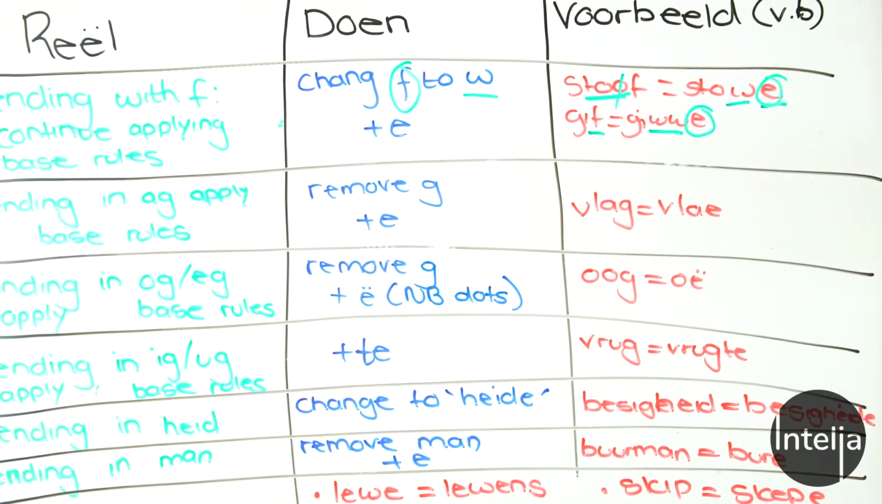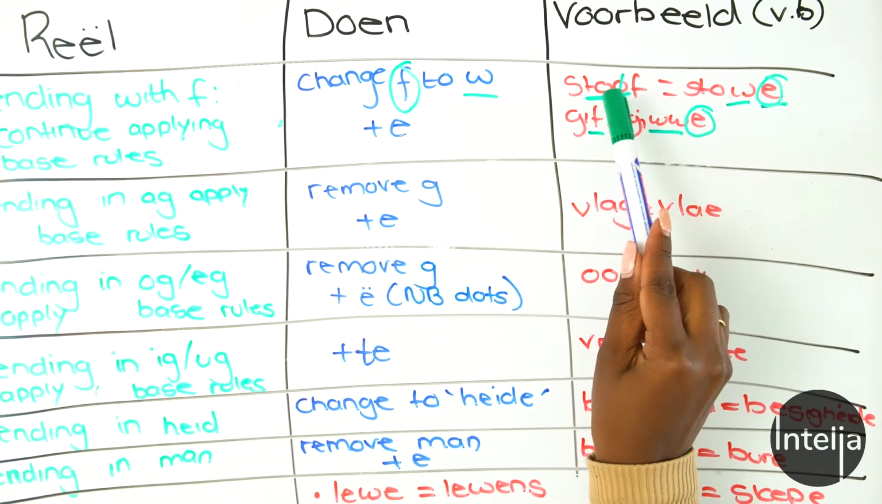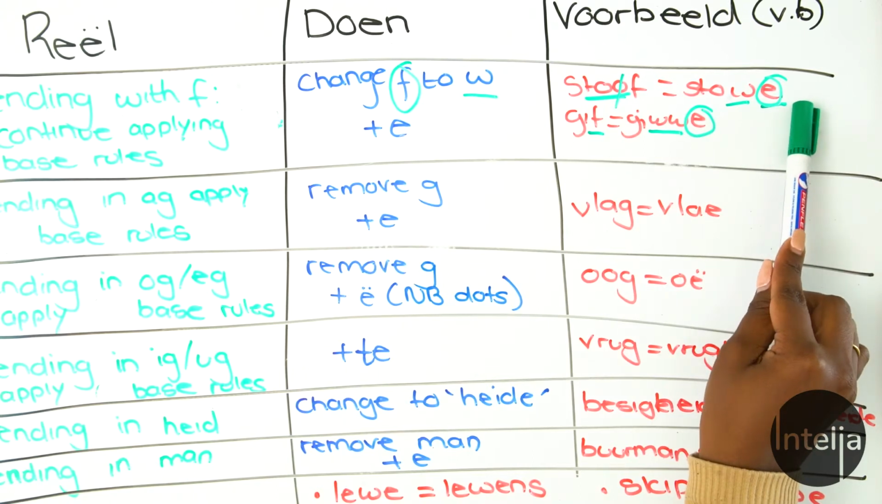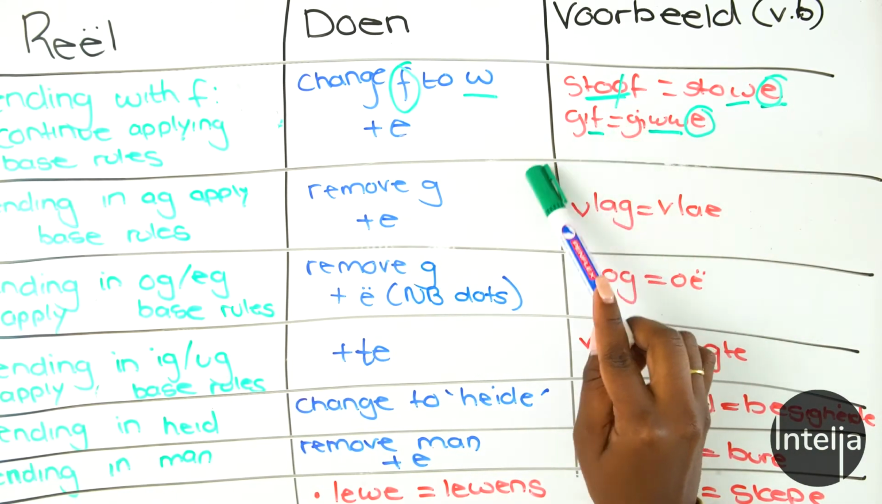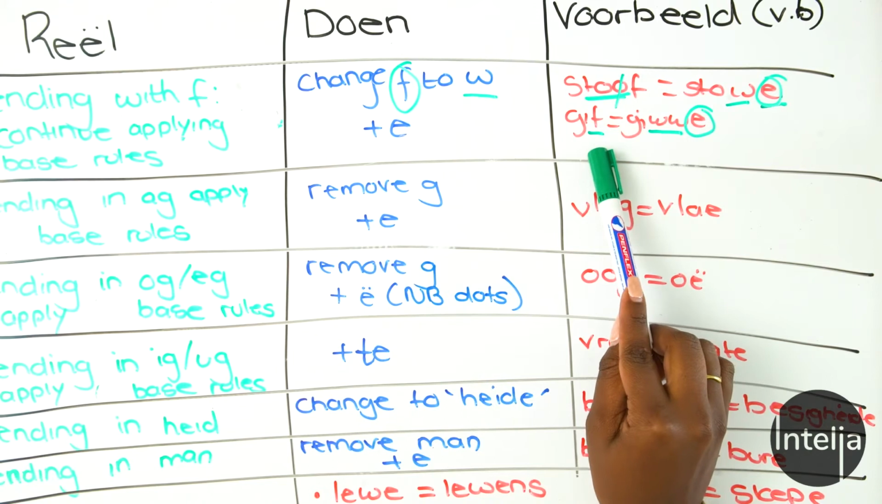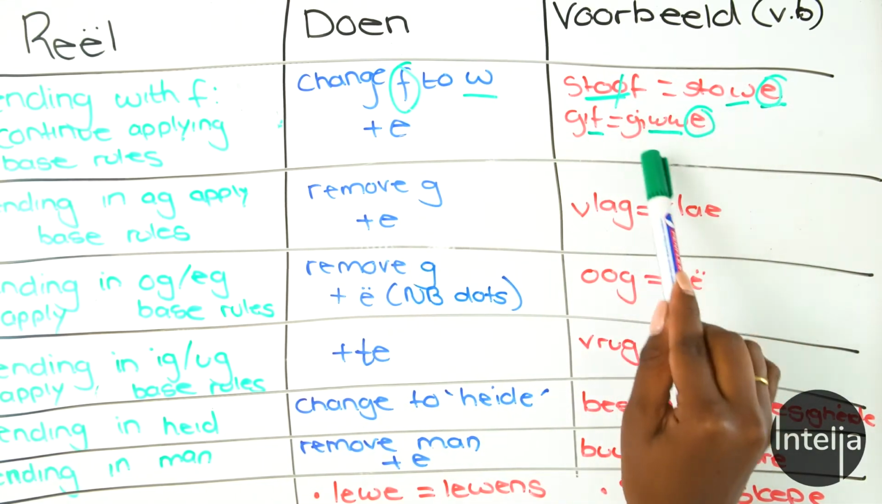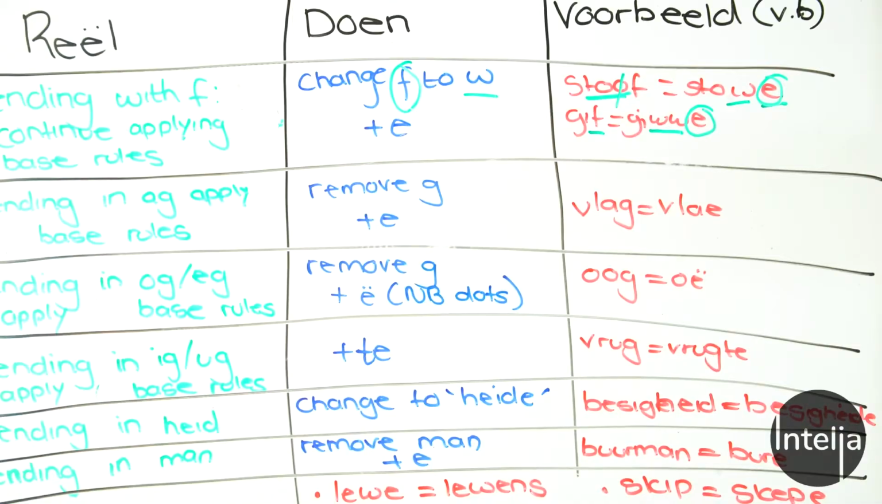For a word ending in F, we continue to apply base rules. So we change the F to W. Because stof has a twin vowel, we remove one, add W and add E. Guf has a short vowel, so we double the last letter, but the last letter is being changed from F to W, so we double the W and add an E. Does that make sense? Alright, let's carry on.